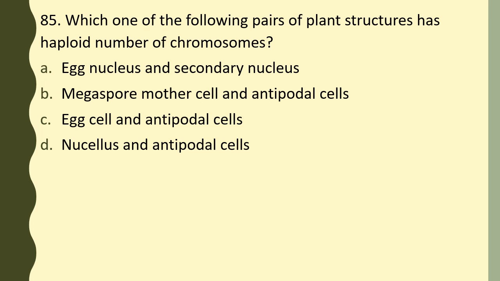Question number 85. Which one of the following pairs of plant structures have haploid number of chromosomes? Egg nucleus and secondary nucleus, megaspore mother cell and antipodal cells, egg cell and antipodal cell, or nucellus and antipodal cells? Haploid number of chromosomes. The correct answer is option C, that is egg cell and antipodal cells.